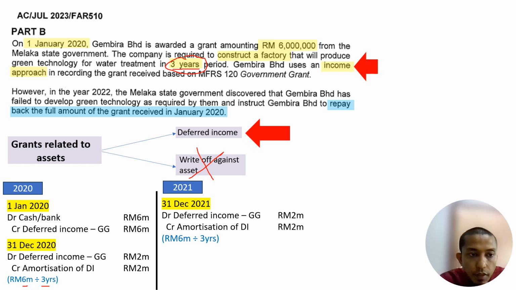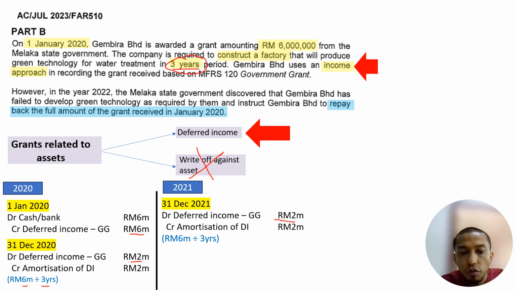All right, yes. By right, we know in year 2022, there is a revocation. Meaning that we need to return back this grant. The company did not fulfill the condition to get the grant, right? Okay. Before we proceed any further, in this one, we need to know the balance of our deferred income. Okay. Deferred income, the original amount is 6 million. Then we minus 2 million. Then we minus another 2 million.